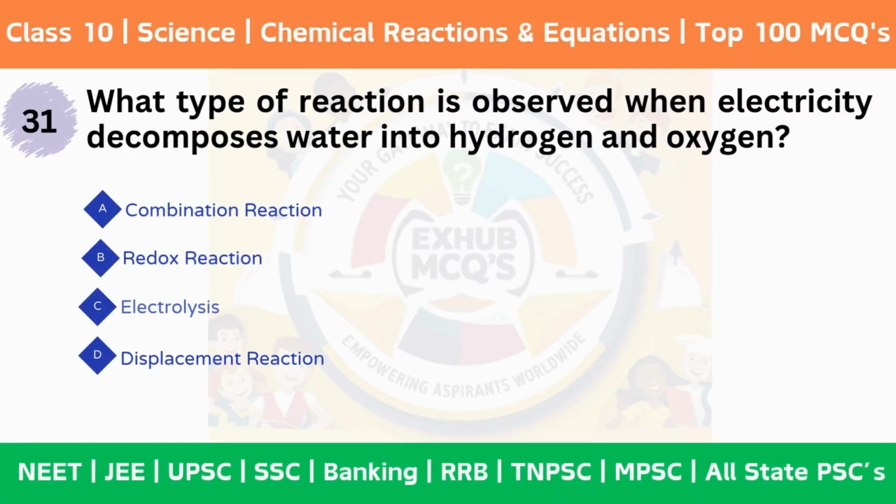MCQ 31. What type of reaction is observed when electricity decomposes water into hydrogen and oxygen? Option A, combination reaction. Option B, redox reaction. Option C, decomposition reaction. Option D, displacement reaction.